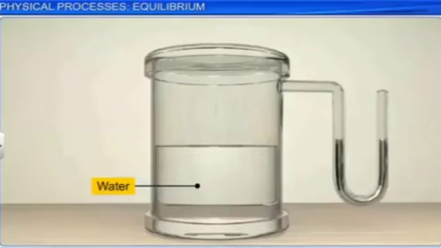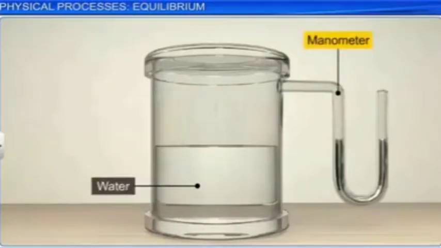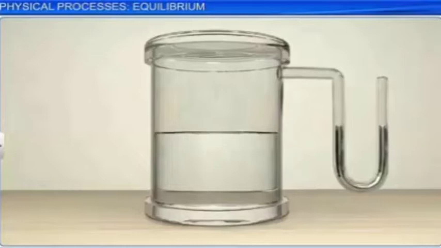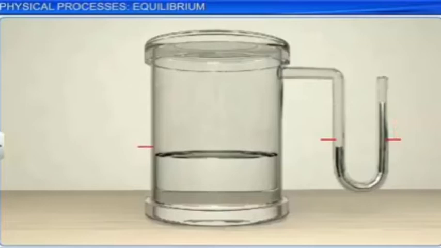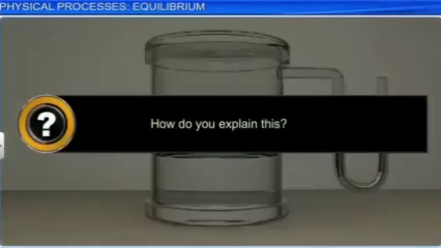Let us understand with a simple experiment. A small amount of water is taken in a closed vessel to which a manometer is attached. After some time, you can see a slow increase in the mercury level in the manometer and the final attainment of a constant value. Here the amount of water in the vessel is also reduced. How do you explain this?